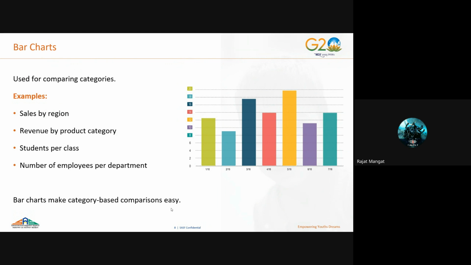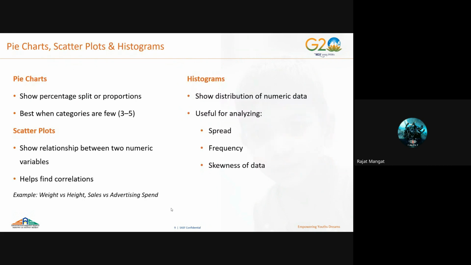Okay, a line chart should be used when you are looking at data over time. When you are categorizing the data, then you should use a bar chart. Similarly, there are more types of charts like pie charts, scatter plots, and histograms. Pie charts show percentage splits or proportions, and work best when categories are few, 3 to 5.